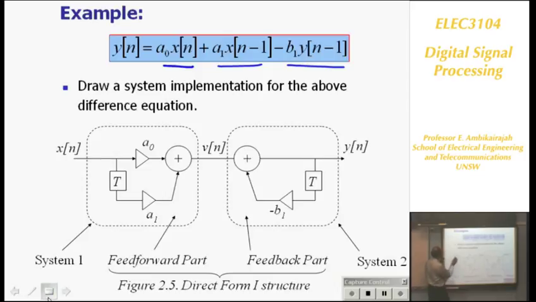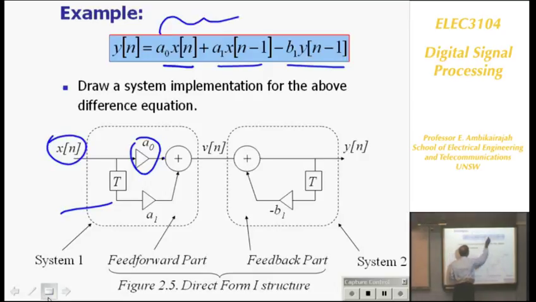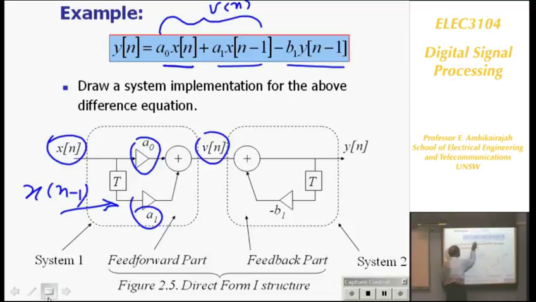Simplest way is start with Xn, right? Multiply by A0, so this is that part. Then A1 Xn minus 1: delay, here you will get Xn minus 1. Multiply by A1, you get this part done. That part, when you add them, this Vn is this. Now you say, okay, this is called the feed forward part.